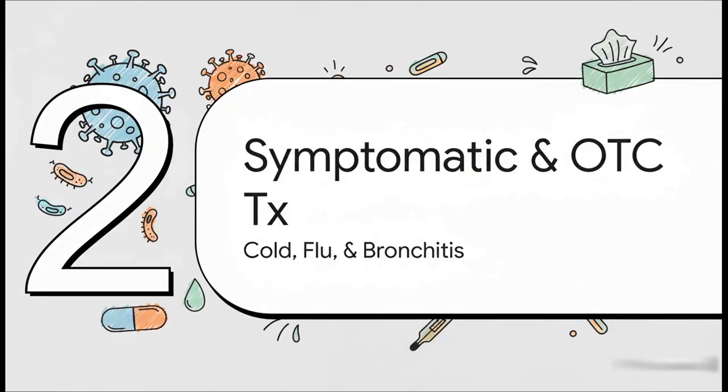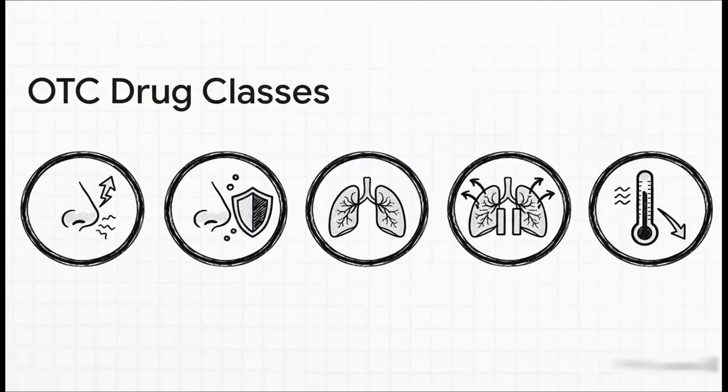Okay, so if antibiotics are off the table for viruses like the cold, flu, and bronchitis, what do we do? Well, the whole game plan shifts. It's all about managing those annoying symptoms, the coughing, the sneezing, the aches, and just giving the body's immune system time to fight off the virus on its own. So, what tools do we have in our over-the-counter toolbox? You've got to recognize these different classes for the exam.